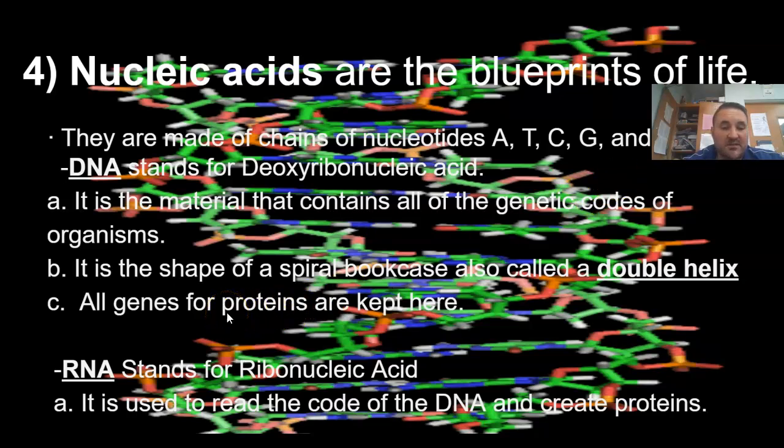The proteins are made from genes in the DNA. The DNA is like the recipe. DNA tells the baker what to put together to make the cake. The RNA is like the baker that reads the recipe and bakes the cake. So the RNA reads the DNA and then builds the proteins.